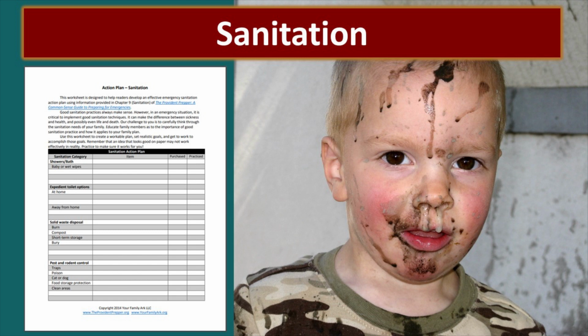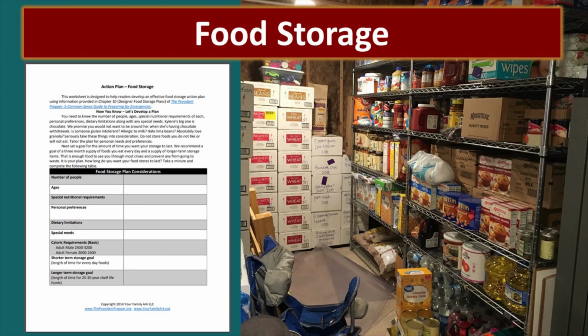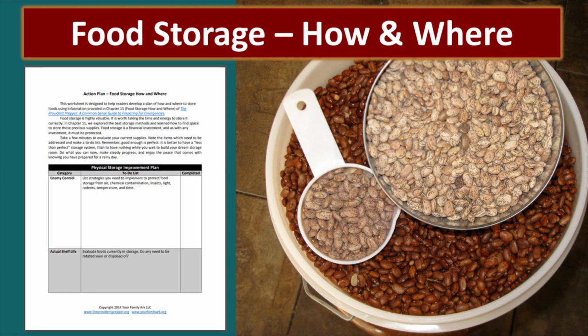This action plan helps you identify the critical aspects of your plan and how you're going to implement that. Building the right food storage plan to take care of your family takes a little bit of knowledge and work. In this action plan, we help you identify the components to designing the right food storage plan to take care of your family. And then once that food storage plan is designed, you need to know how and where to store that.